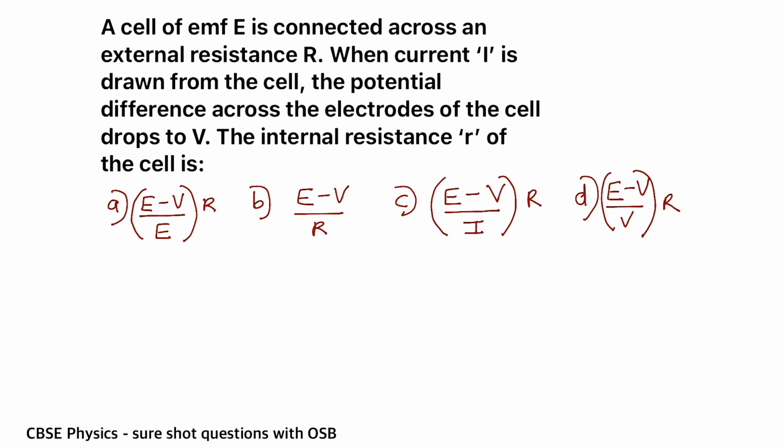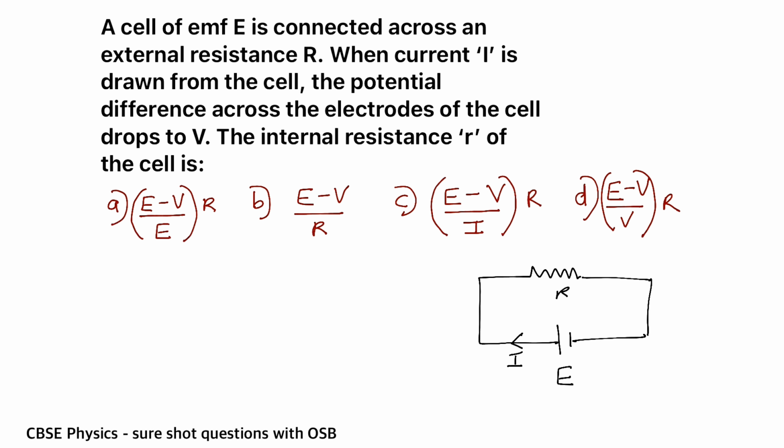A cell of EMF E is connected across an external resistance R. When current I is drawn from the cell, the potential difference across the electrodes of the cell drops to V. That is the terminal voltage V. You have to find the internal resistance, and they have given the options.